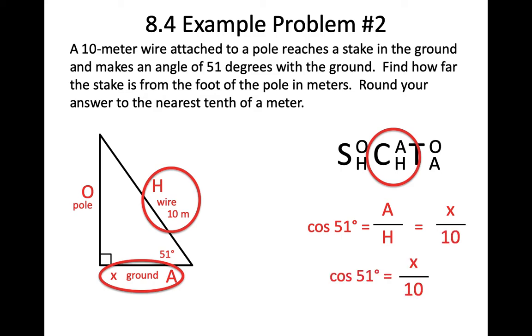So there's my equation. If I multiply both sides by 10, the 10 on the right cancels, and I'm left with just x. And on the left, I have 10 times the cosine of 51, which is equal to about 6.29. But the problem asked me to round to the nearest tenth of a meter, so the answer is going to be 6.3 meters.